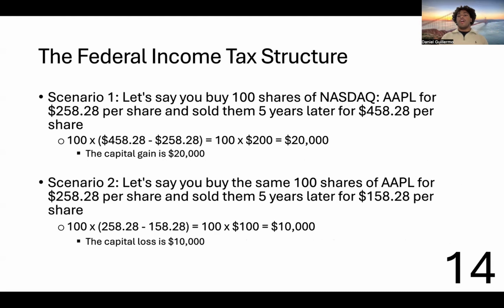So let's say you buy 100 shares of Apple for $258 per share, and you sold them 5 years later for $158 per share. You now get a capital gains tax of $20,000. Now, in the same scenario, let's say you then sold it for $158.28 per share. You're now at a capital loss of $10,000. Now, going back to scenario one, you have to now pay capital gains tax on that $20,000.